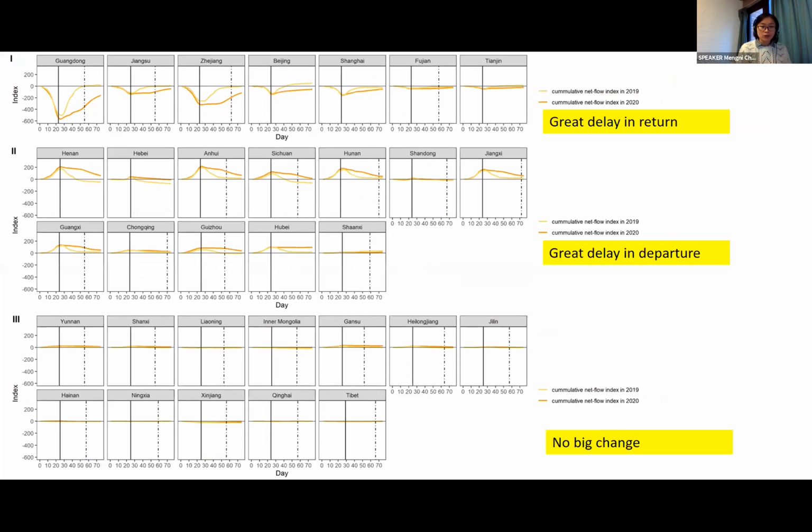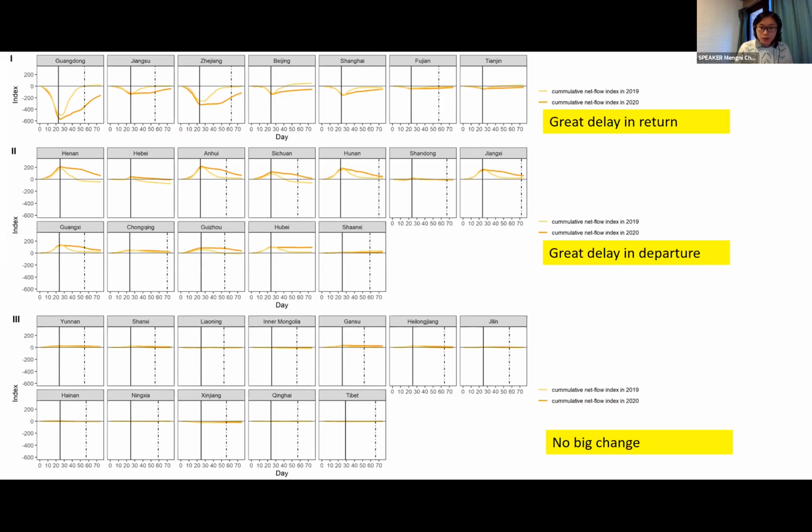This picture gives you the cumulated net flow index, with a very similar message to the previous slides. For the first group, we see the cumulated net flow index dropped to the bottom by day 23, but then started to reverse back. We see a very strong reversal in 2019, but the reversal is much weaker in 2020. It means there is a great delay in people returning from their hometown back to the cities or provinces for working or for education.